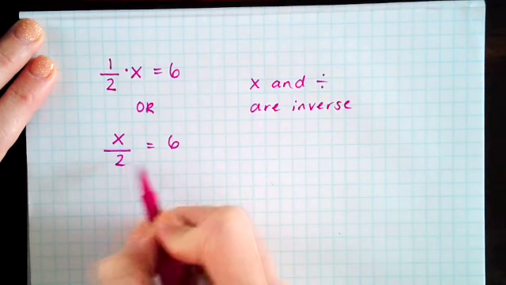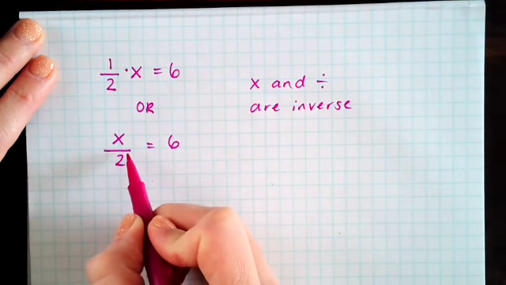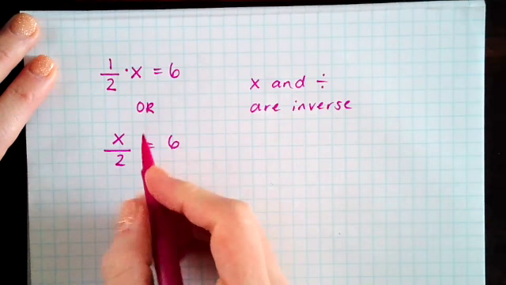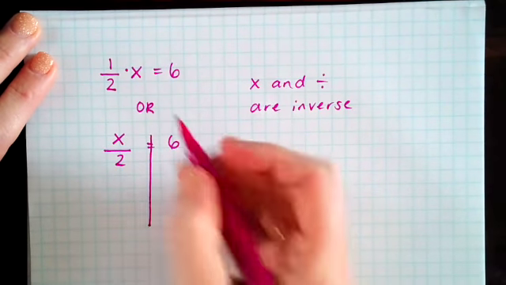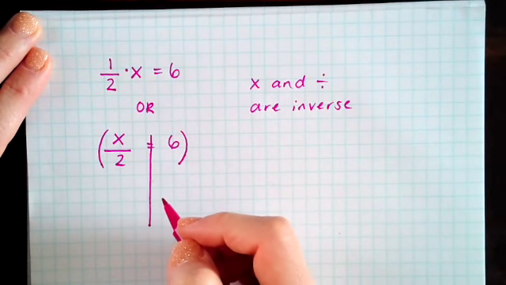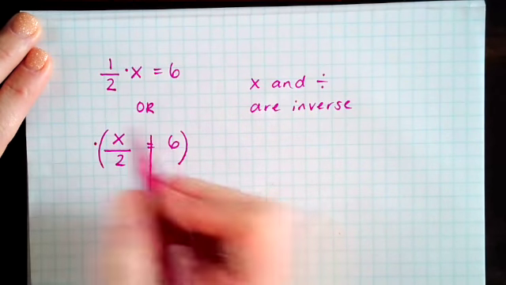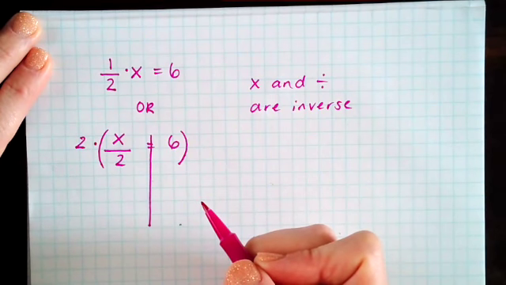So to solve this equation right here, I can use the inverse of what I see, which is multiplication. Now, some people might show this a little bit differently. Here's what I like to do. I put parentheses around the entire equation and just show that I'm going to multiply it by 2. Now, this is a little bit tricky.